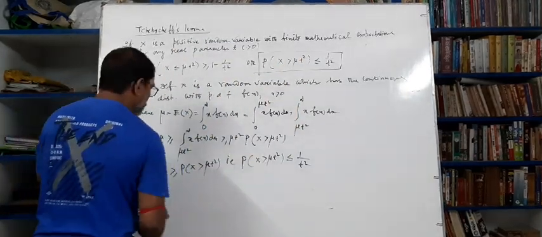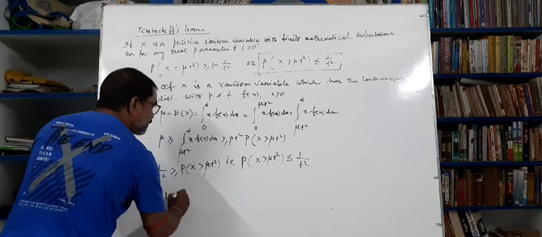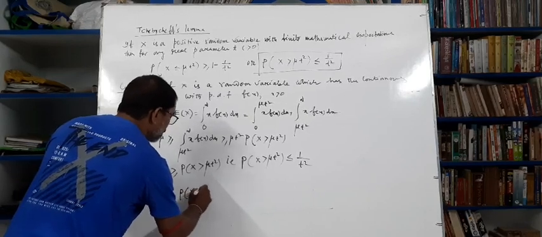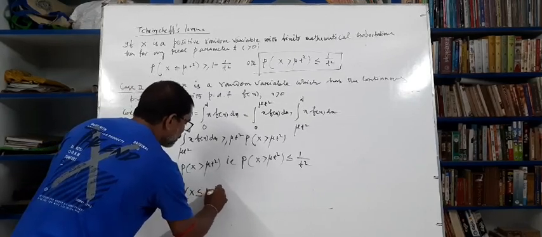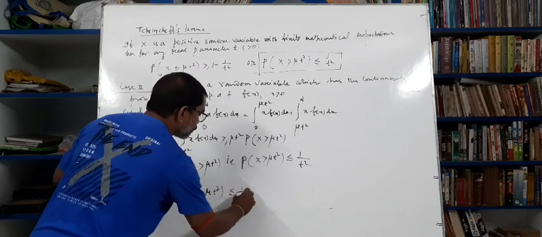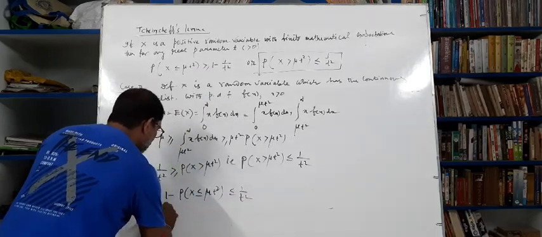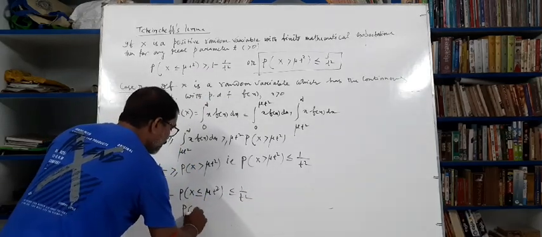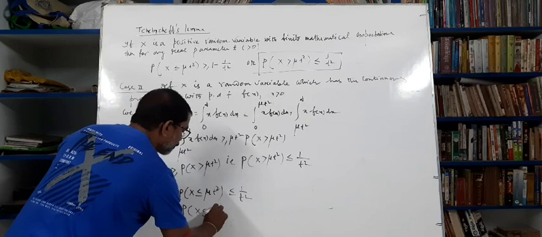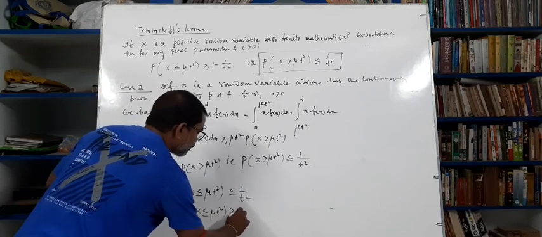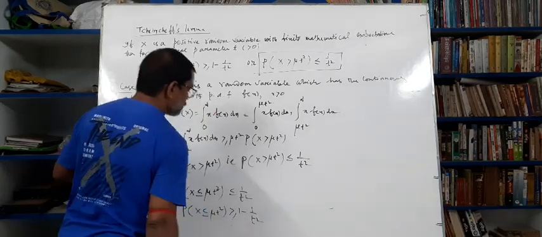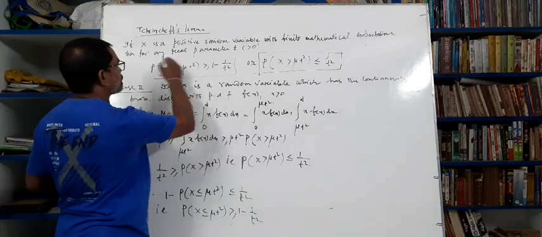Now from this we write 1 minus probability of x less than or equal to mu t square is less than or equal to 1 by t square, that is, probability of x less than or equal to mu t square is greater than or equal to 1 minus 1 by t square. So we have proved this part.